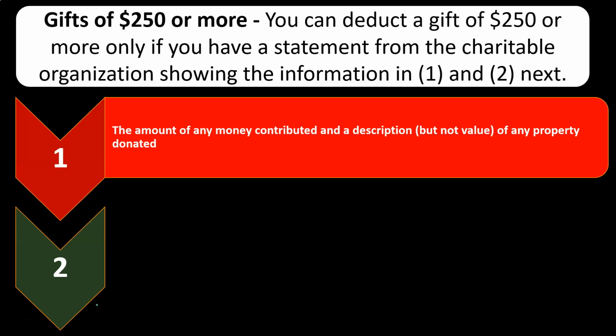You can deduct a gift of $250 or more only if you have a statement from the charitable organization showing the information in 1 and 2 next. So if you're under $250, you don't need as formal information directly from the charitable organization. Over the $250, you need the information from the charitable organization to verify. And obviously you would need that in the event of an audit.